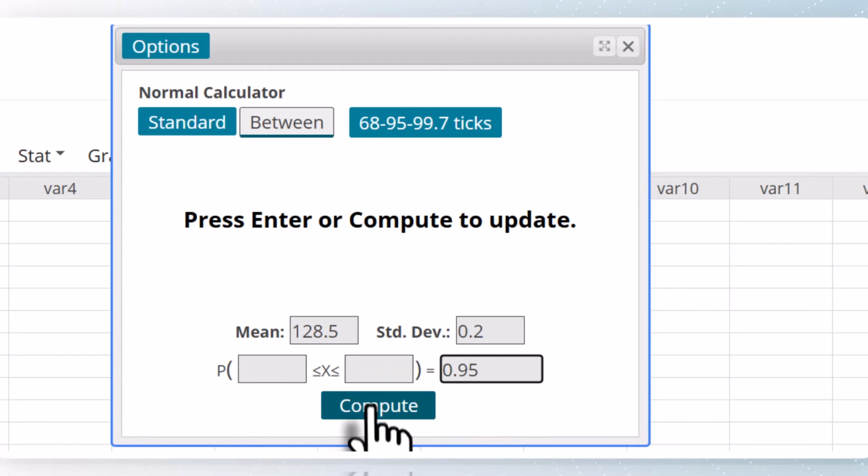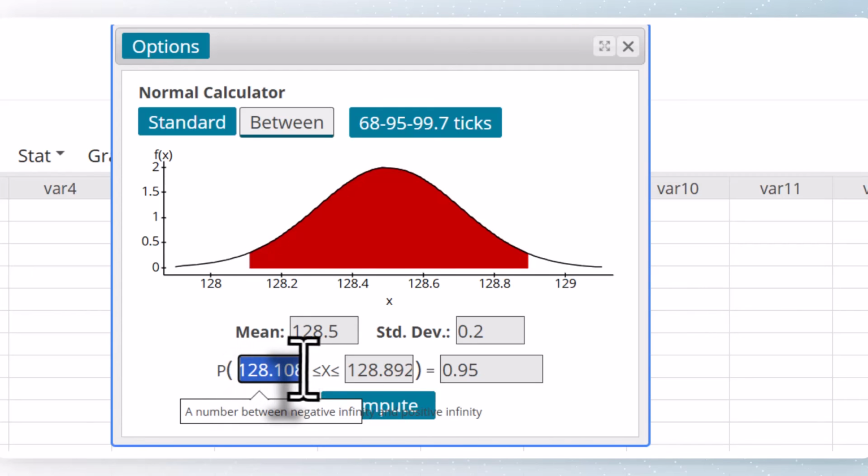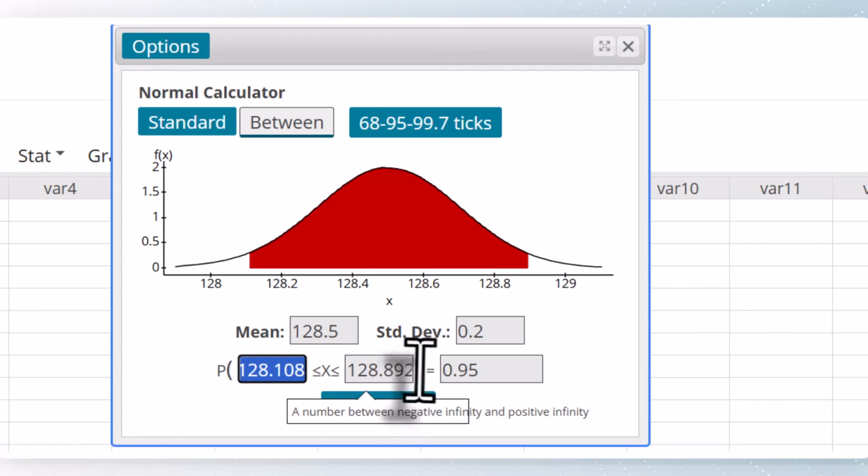And now, guys, you're going to notice two values of x, one toward the beginning of the 95% and one toward the end. And these are the two values. One is here and one is there. You can read them. The first one is 128.108 ounces, and the other one is 128.892 ounces.